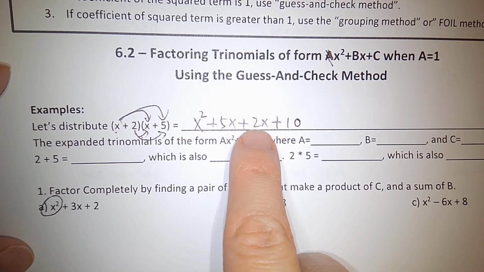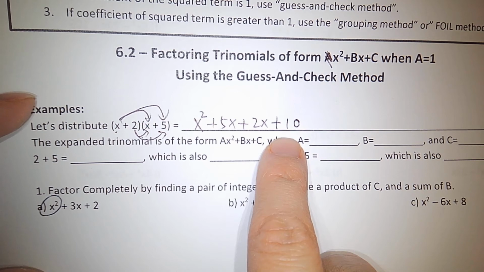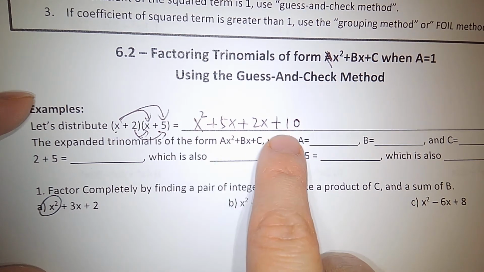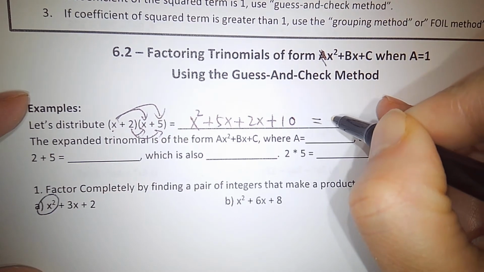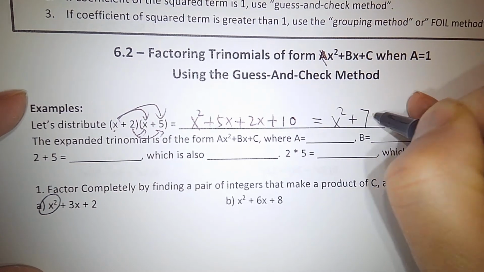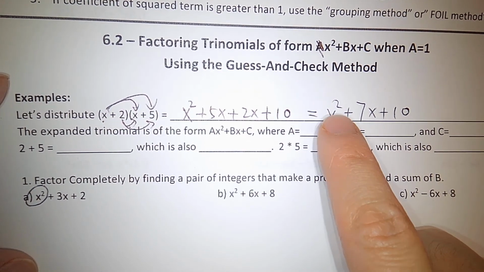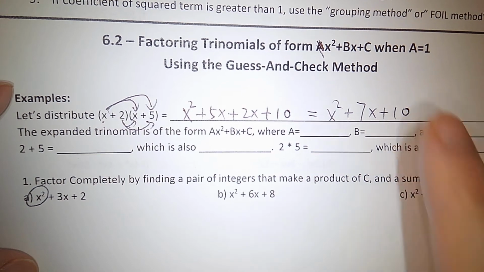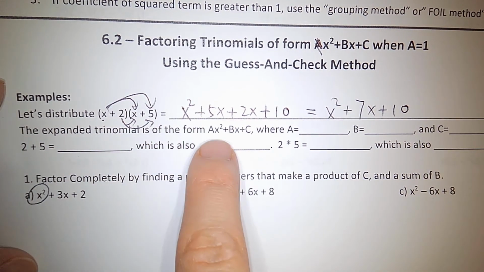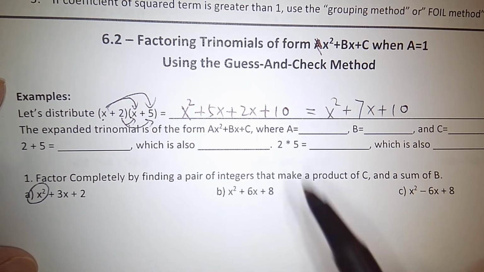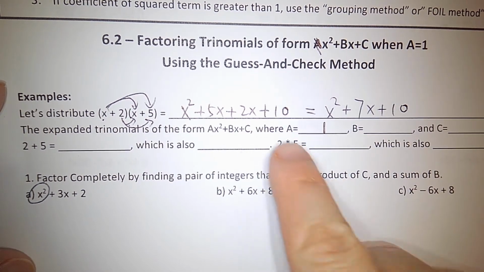Alright, so now can we combine like terms here? x squared plus 5x plus 2x plus 10. How can we simplify this expression? Daniel? Combine like terms. Yeah, how? What should we get? So it'll be x squared plus 7x plus 10. Very good, okay. So see, we get a trinomial x squared plus 7x plus 10, okay. So the expanded trinomial is of the form ax squared plus bx plus c, where, what is a? a is the coefficient of x squared, which is what? 1, right?